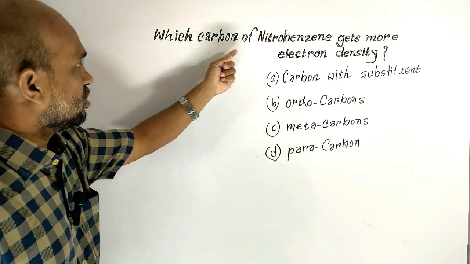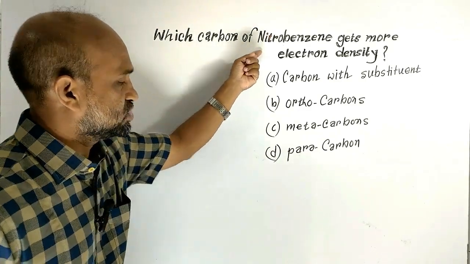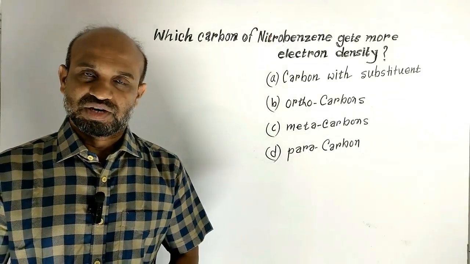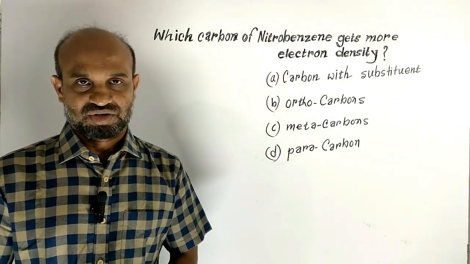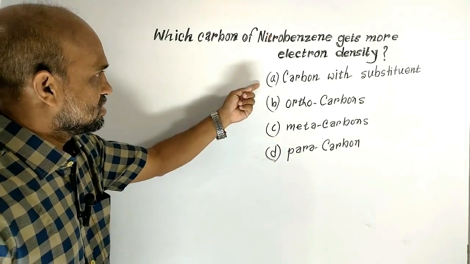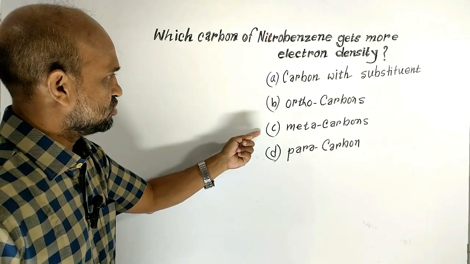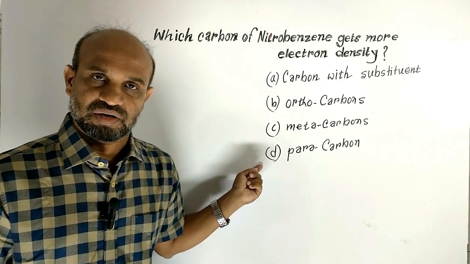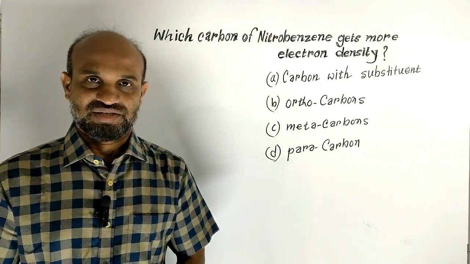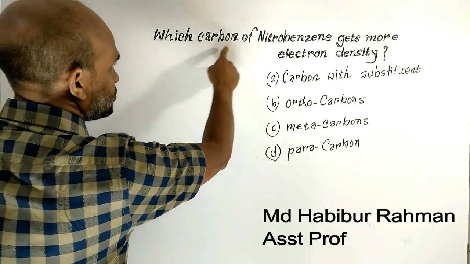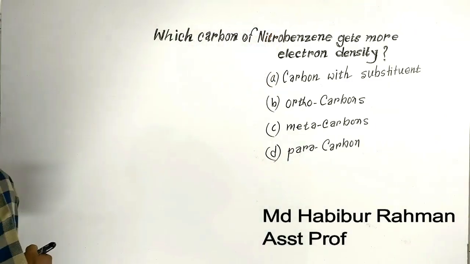Which carbon of nitrobenzene gets more electron density? This is carbon with substituent, ortho carbons, meta carbons, or para carbon. Let us try to find. The question is related to nitrobenzene.